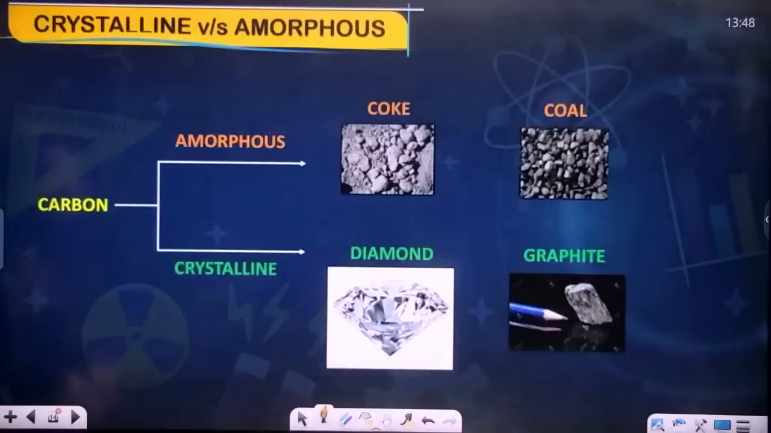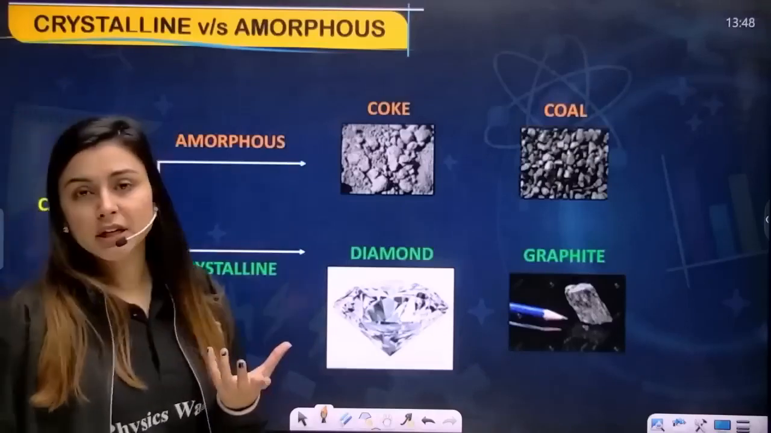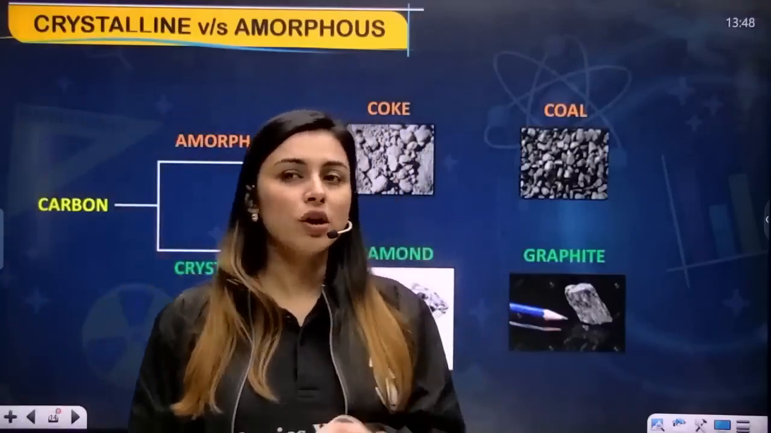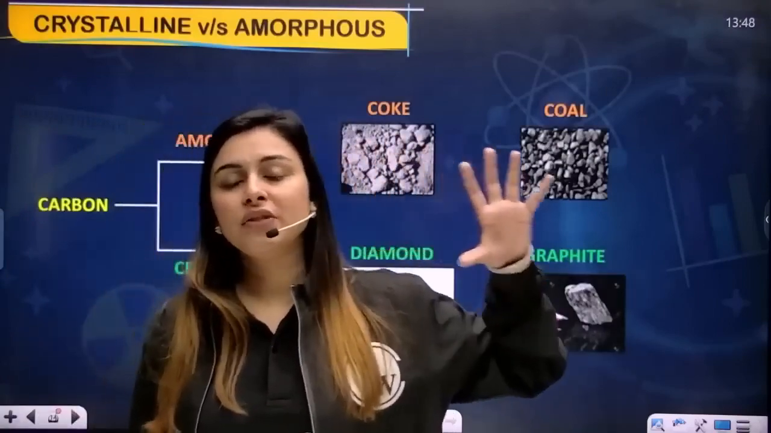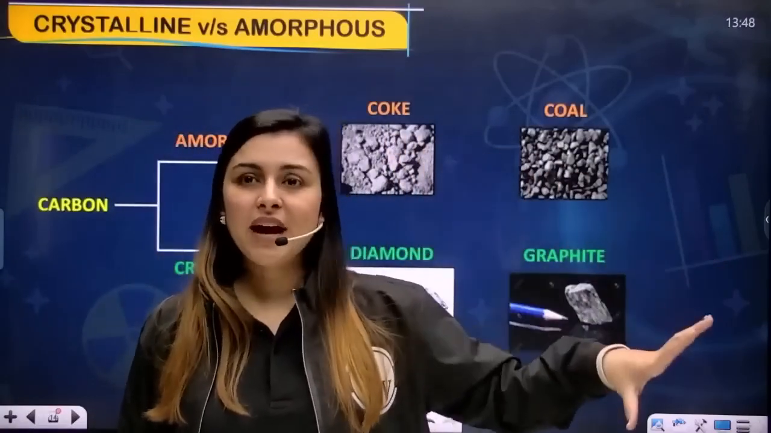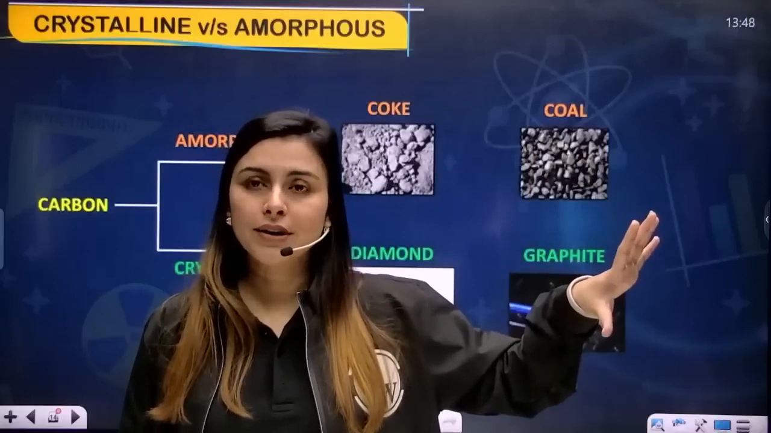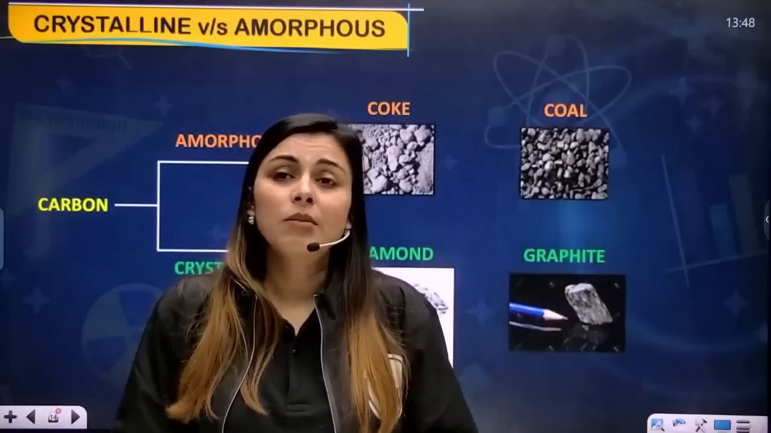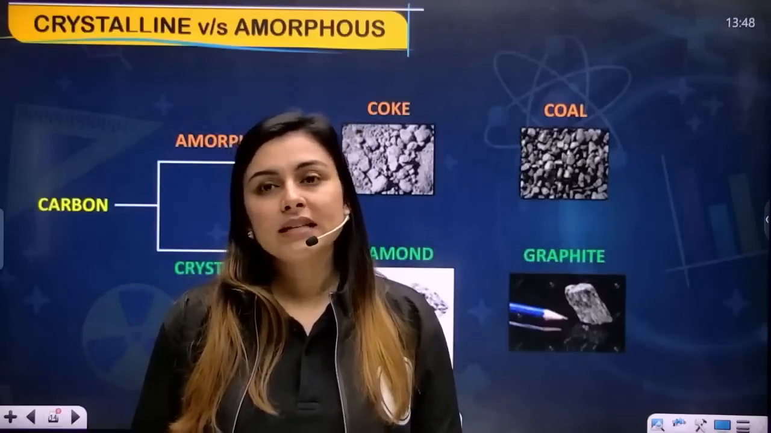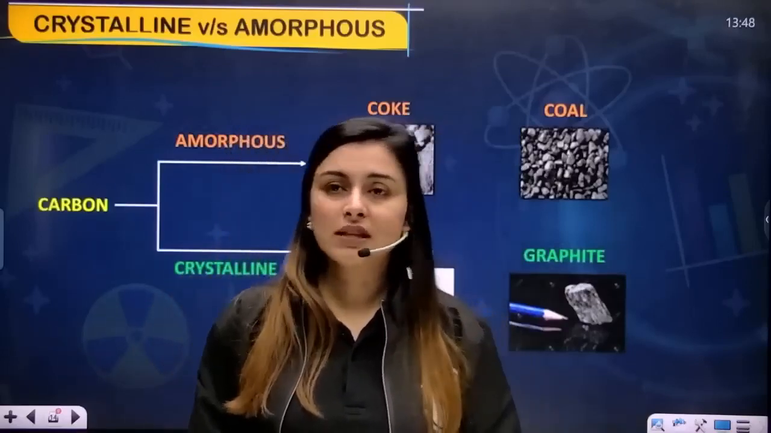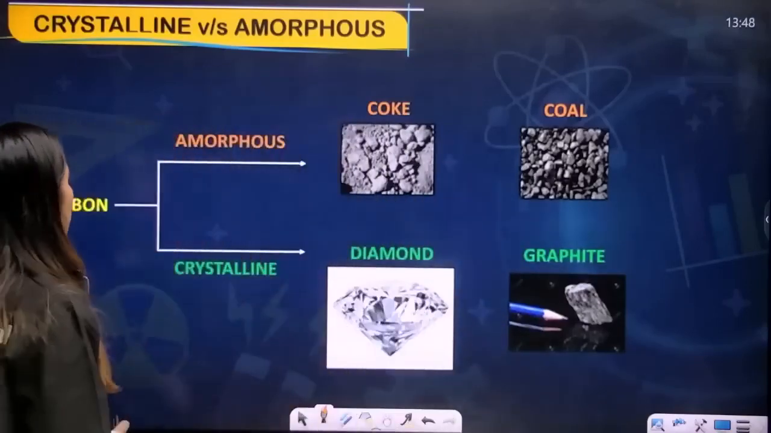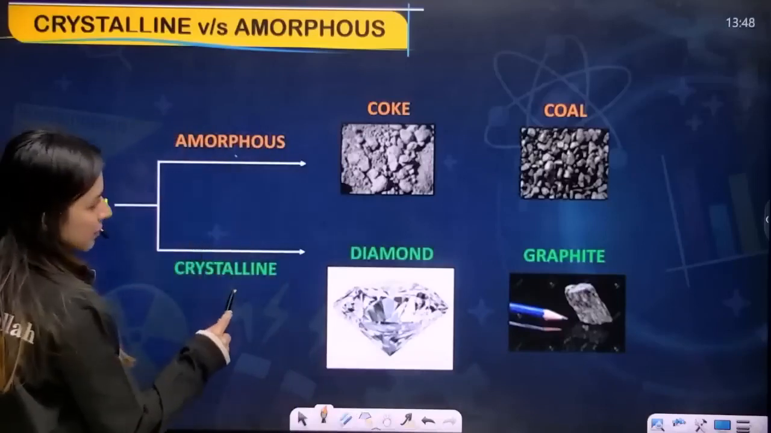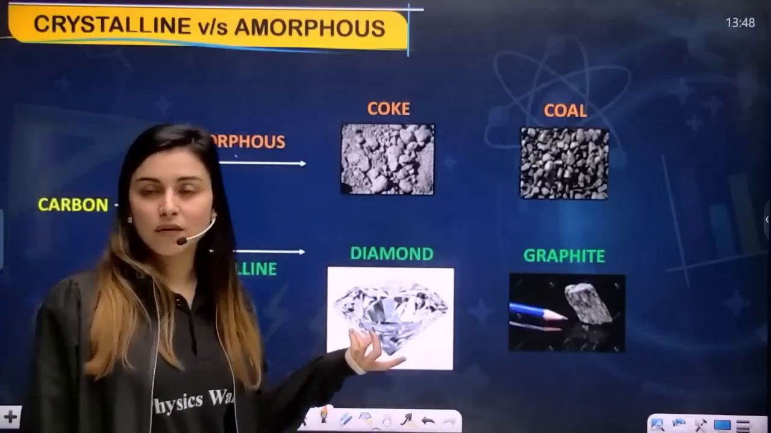The next slide says that carbon, a particular element, can be both amorphous and crystalline. If we give it time to form an ordered arrangement, it will form a crystalline solid. If we don't give it that much time, it will be a disorganized arrangement, and this will be an amorphous solid. So it can be amorphous, it can be crystalline. You have examples of that as well.